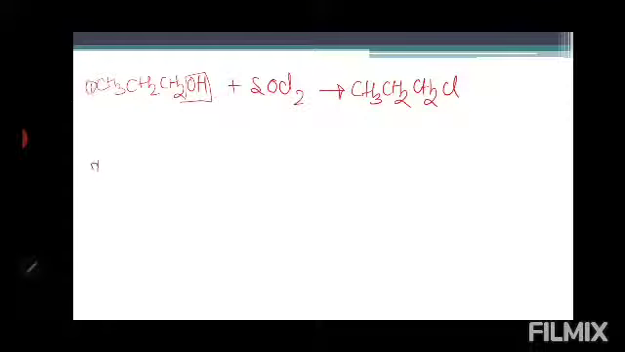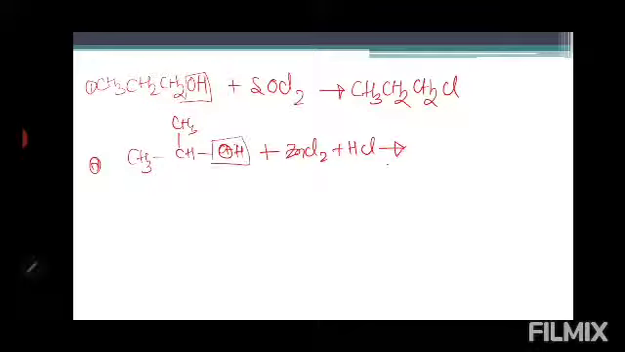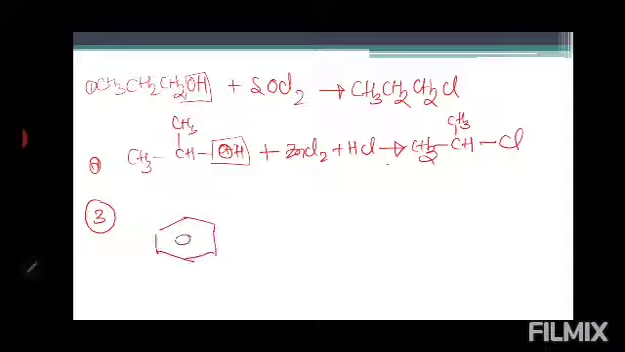Again, take this alcohol with OH, a methyl-substituted propan-1-ol. When this is treated with zinc chloride and HCl, which is Lucas reagent, again OH will get replaced by Cl, so we'll get the corresponding alkyl chloride.